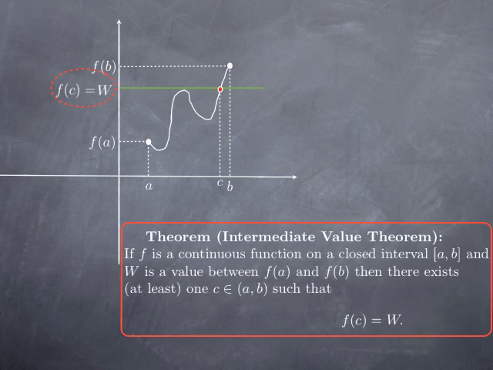So, we obtain the intermediate value theorem stating that if we have a continuous function on a closed interval [a, b], for any value that we pick between f(a) and f(b), there is at least one value between a and b that is sent by f to w.